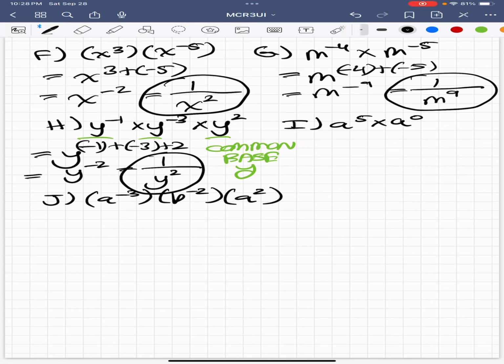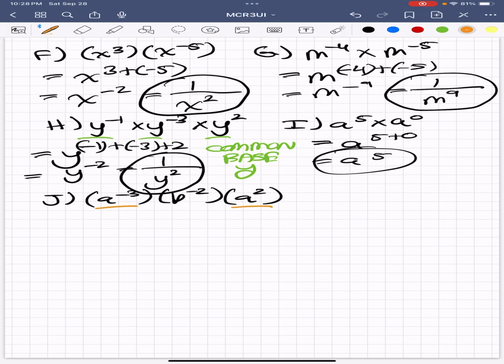Moving on. So we have the same bases, which means we're adding the exponent. 5 plus 0 is still 5, so we have a to the power of 5. We have the common base of a.